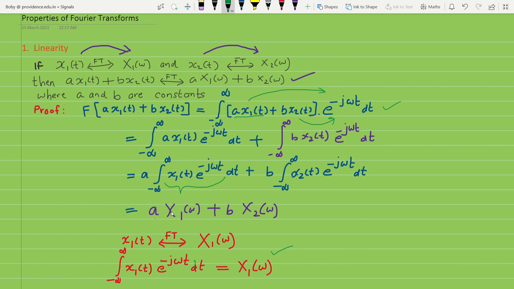That means this capital X1 of omega is the Fourier transform of x1 of t. Similarly, capital X2 of omega is the Fourier transform of x2 of t. Okay, so we can see here the Fourier transform of x1 of t is nothing but capital X1 of omega. That means the integral from minus infinity to infinity of x1 of t e raised to minus j omega t dt is capital X1 of omega.